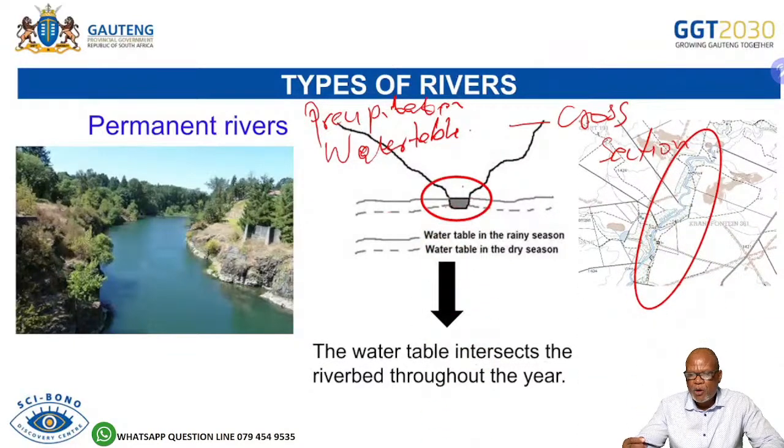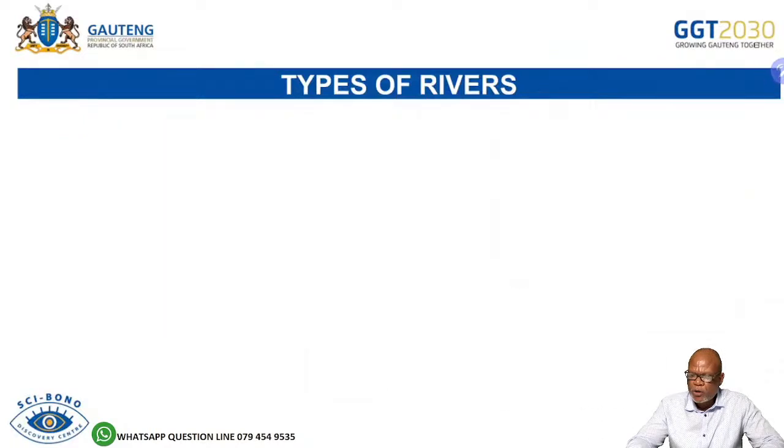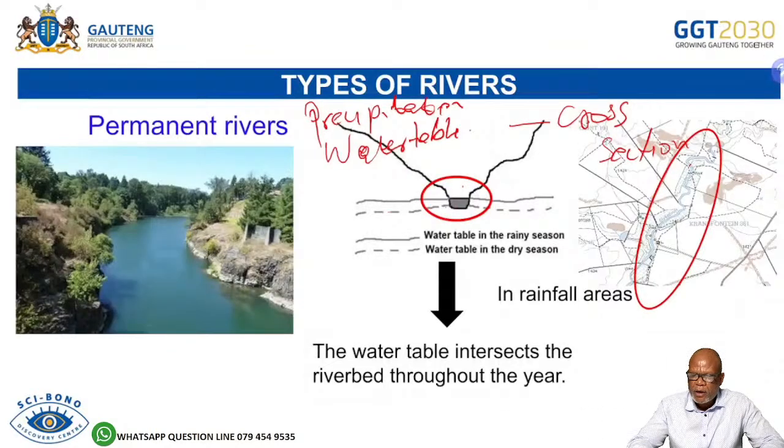So this is how we identify permanent rivers on the map. They will have a solid blue line. It is not dotted. It is not broken. So the line is solid and it is blue. So that is how permanent rivers are represented on the topographical map.